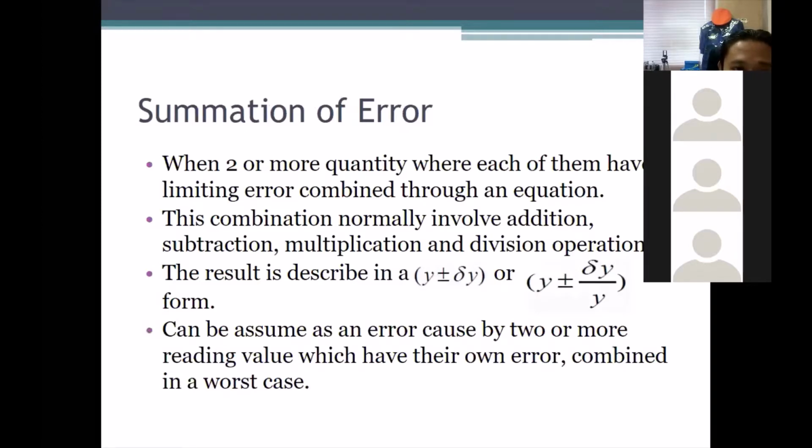Next is the summation of error. When two or more quantities, each of which has a limiting error, are combined in an equation, this combination normally involves addition, subtraction, multiplication and division operations. The result is described in the form y plus minus dy, or y plus minus dy over y. It can be assumed as an error caused by two or more reading values which have their own errors combined in the worst case.